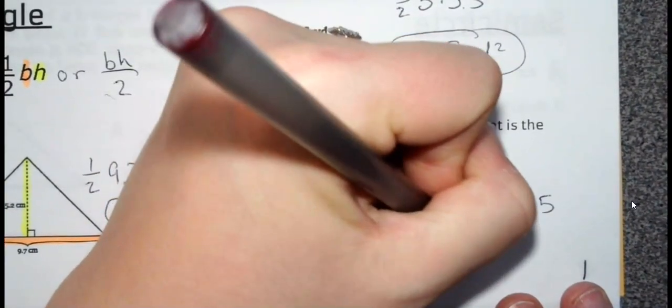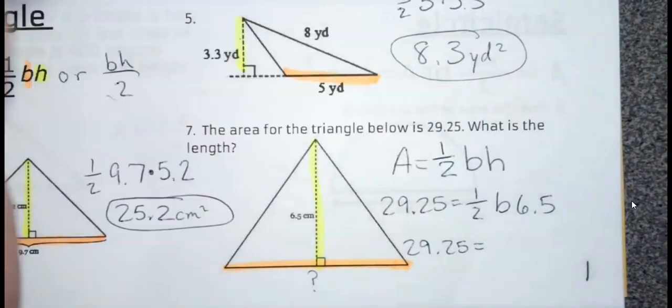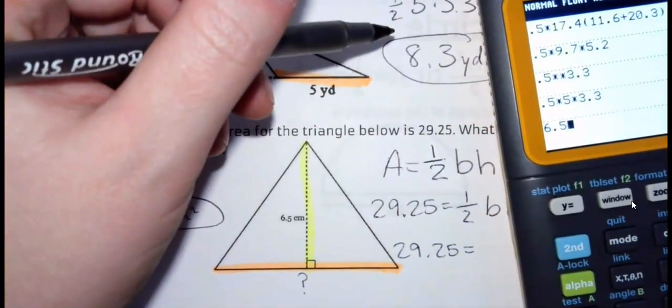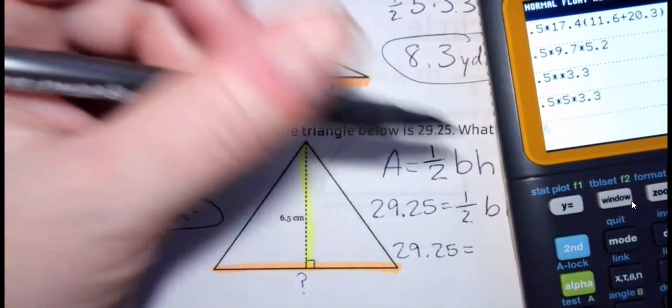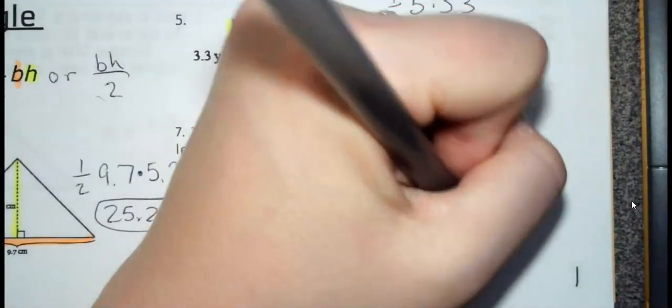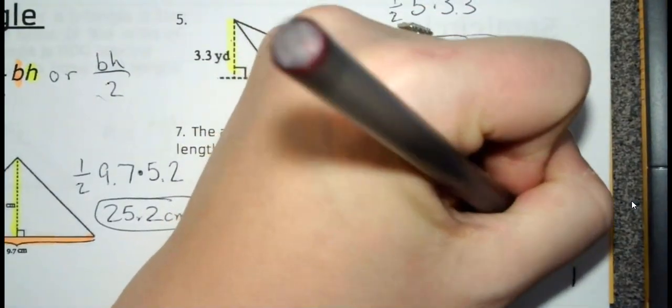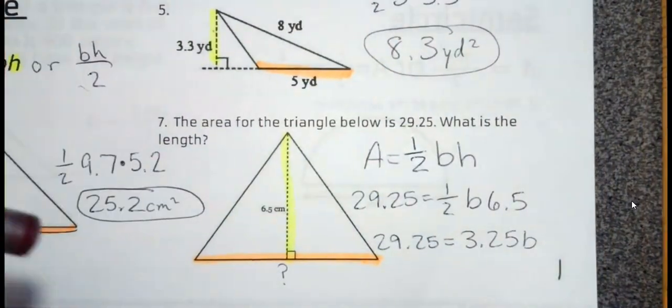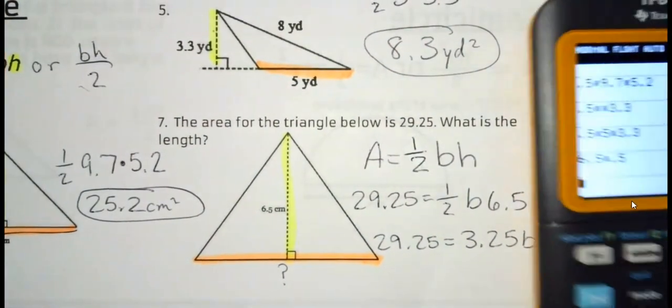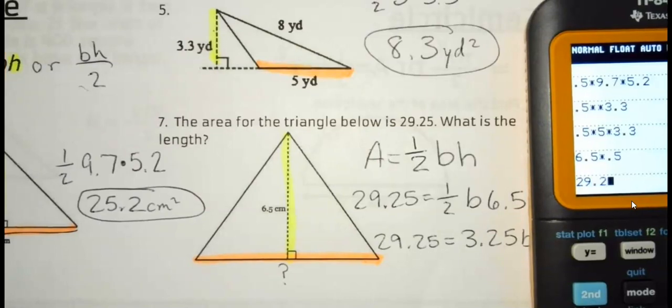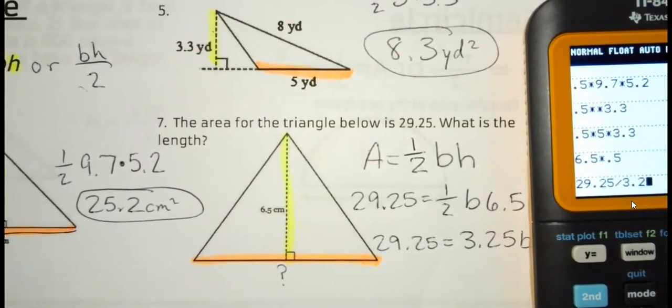So I'm going to leave 29.25 the same. I'm going to take 6.5 and cut it in half, so multiplying 6.5 times 1/2. But there are multiple ways to solve this, and none of them are the wrong way. I just have to pick one, so I choose that. And then I'm going to divide by 3.25 on both sides.